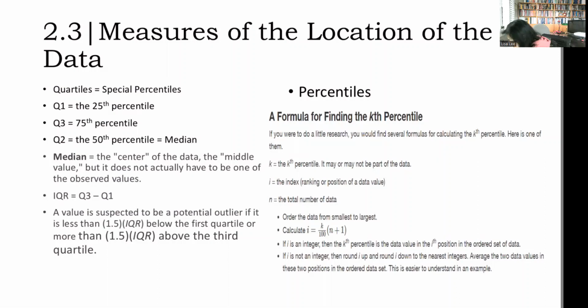And quartile 3, Q3, the third quartile, is the same as the 75th percentile. Quartile 2 is the 50th percentile, which we usually call the median. So the median is the center of the data, the middle value among all the data. But it does not actually have to be one of the observed values.